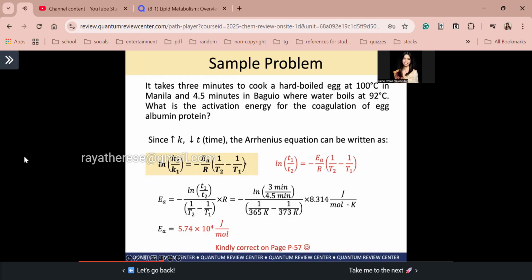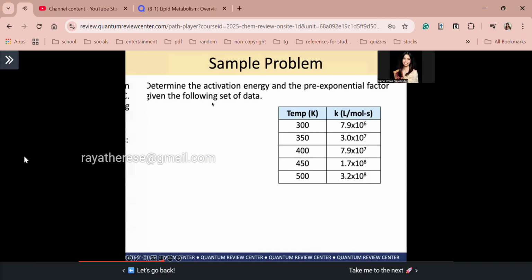This is the correct Arrhenius equation. And then just simply relate it with time to get the activation energy. Okay? I hope it's clear, guys. Let's proceed. Next example.